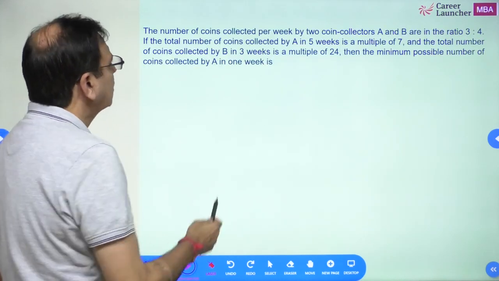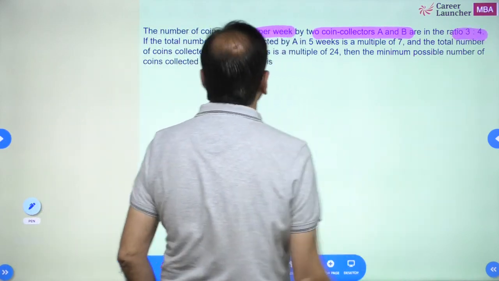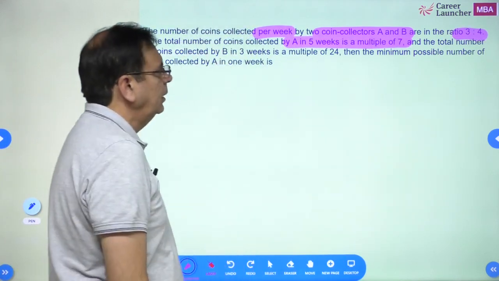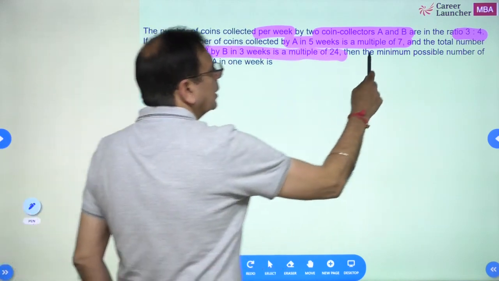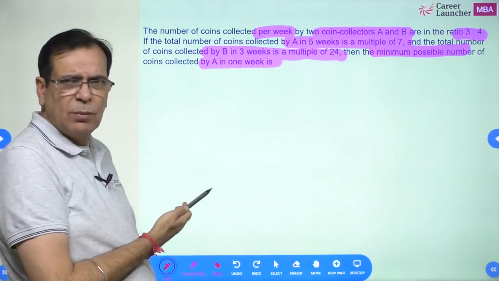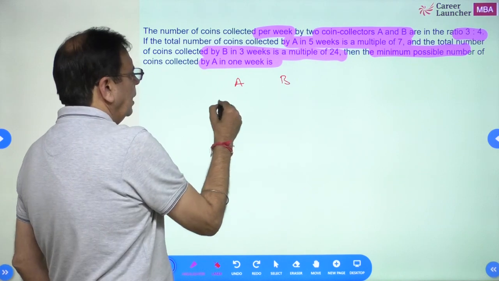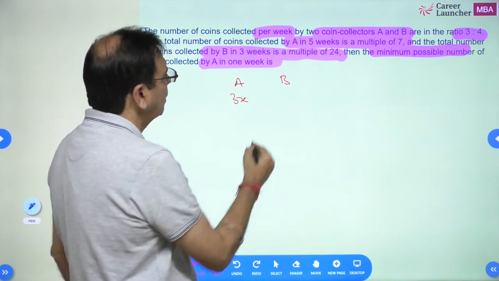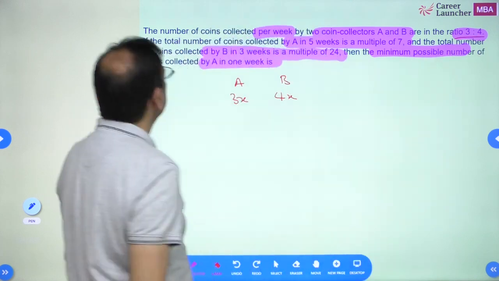The number of coins collected per week by 2 coin collectors A and B are in the ratio of 3:4. If the total number of coins collected by A in 5 weeks is a multiple of 7, and total number of coins collected by B in 3 weeks is a multiple of 24, then what is the minimum possible number of coins collected by A in 1 week? Question of ratios. देखते हैं इसको, ठीक है? So we have A and we have B. The ratio is 3:4. So let me say A does 3x coins per week and B does 4x coins per week. यही दिया ना? They collect in the ratio of 3:4.